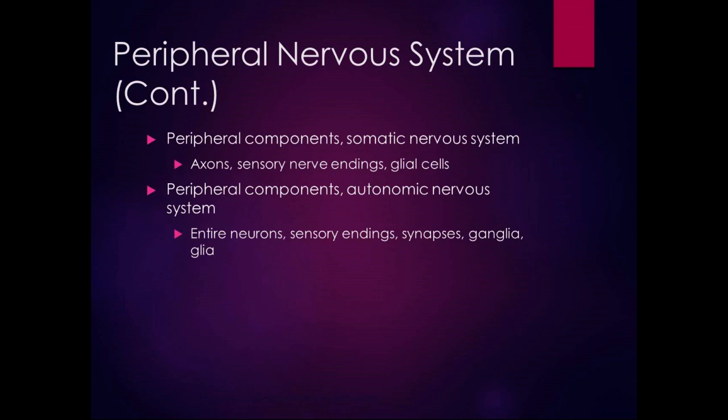The peripheral components of the somatic nervous system include axons, sensory nerve endings, and glial cells. And glial cells are the support cells of the nervous system, like Schwann cells and other ones that we will talk about individually. Peripheral components of the autonomic nervous system often include entire neurons, including the cell body and the axon, sensory endings, synapses, ganglia, which are groups of neurons, and glia, again, those support cells.